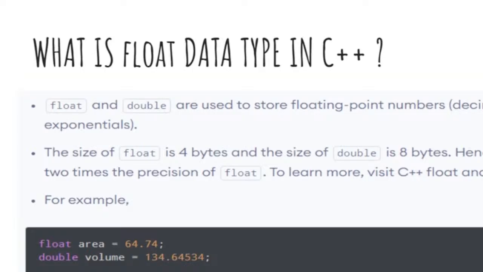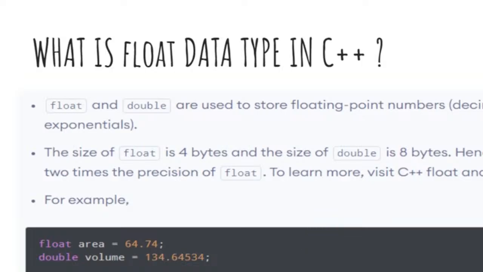I'll show you one more example of how to use them for exponentials. So here, as you can see, before writing the name of the variable, you have to first mention the type of the variable. The type of the variable is double, distance is the name of the variable and it is of the type double, and on the right hand side of the equals sign, we write the value that we want to store into that distance variable.